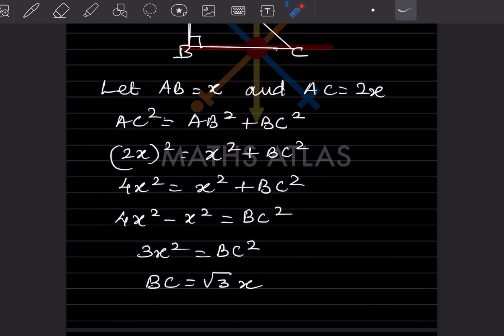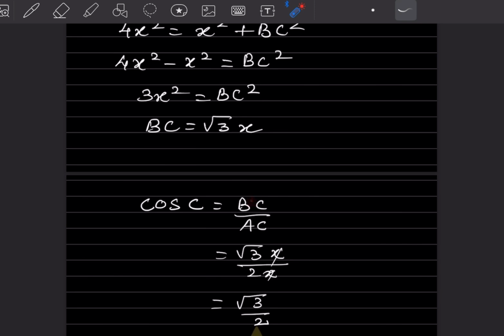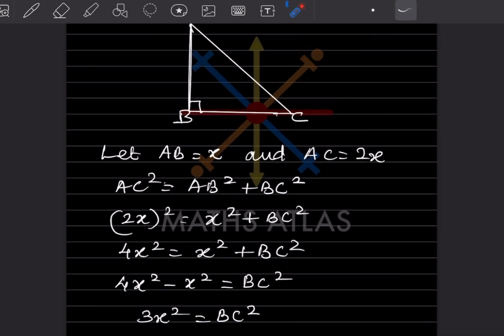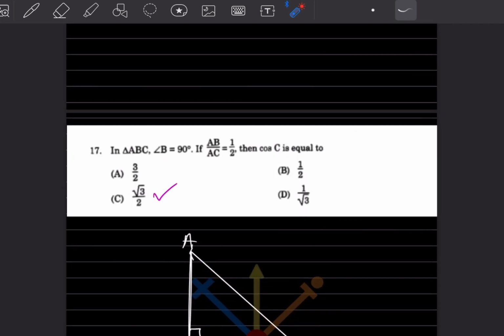So what we can write here, cos C is BC by AC, because this is the adjacent by hypotenuse. So BC by AC. We got the BC value as root 3x, and AC we already have as 2x. So x and x get cancelled. So the answer is root 3 by 2.